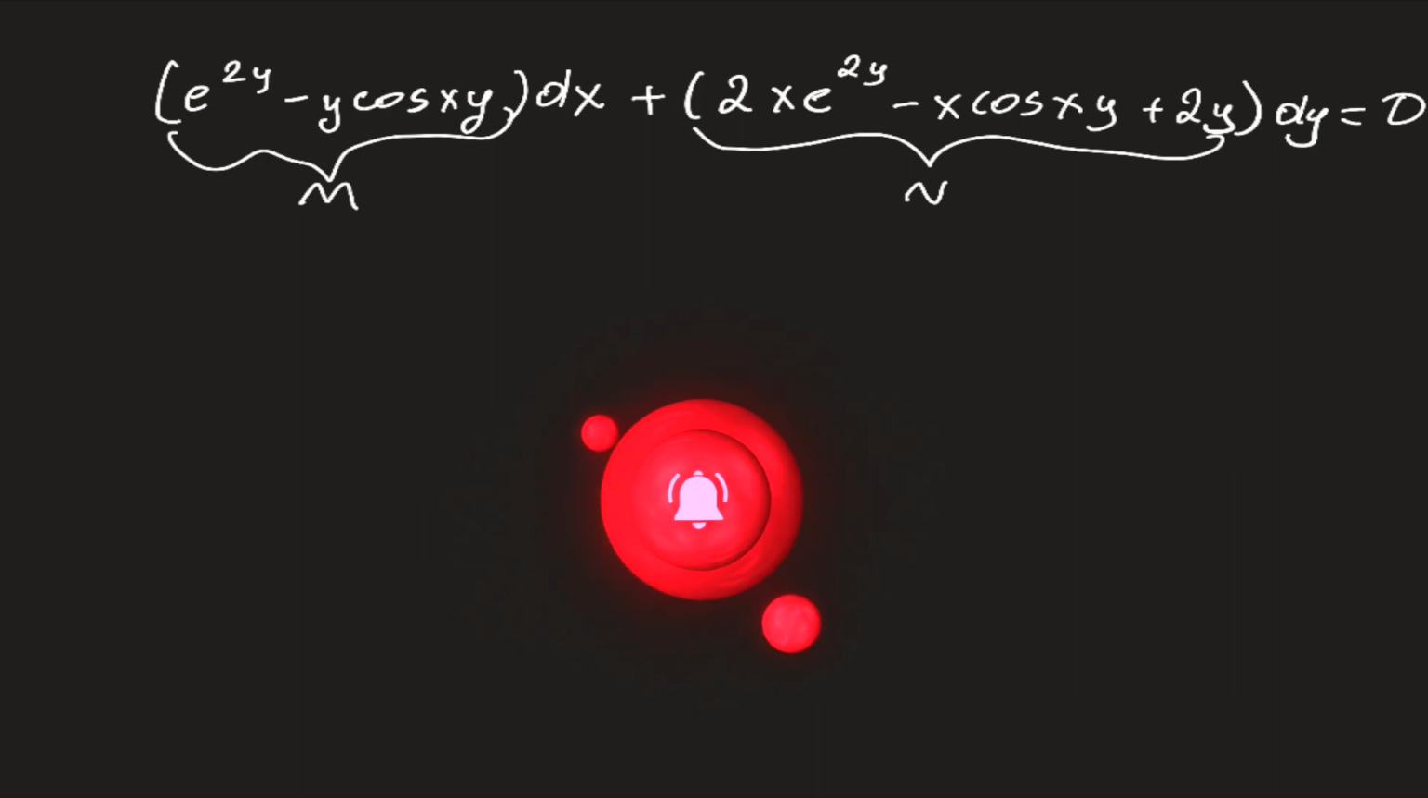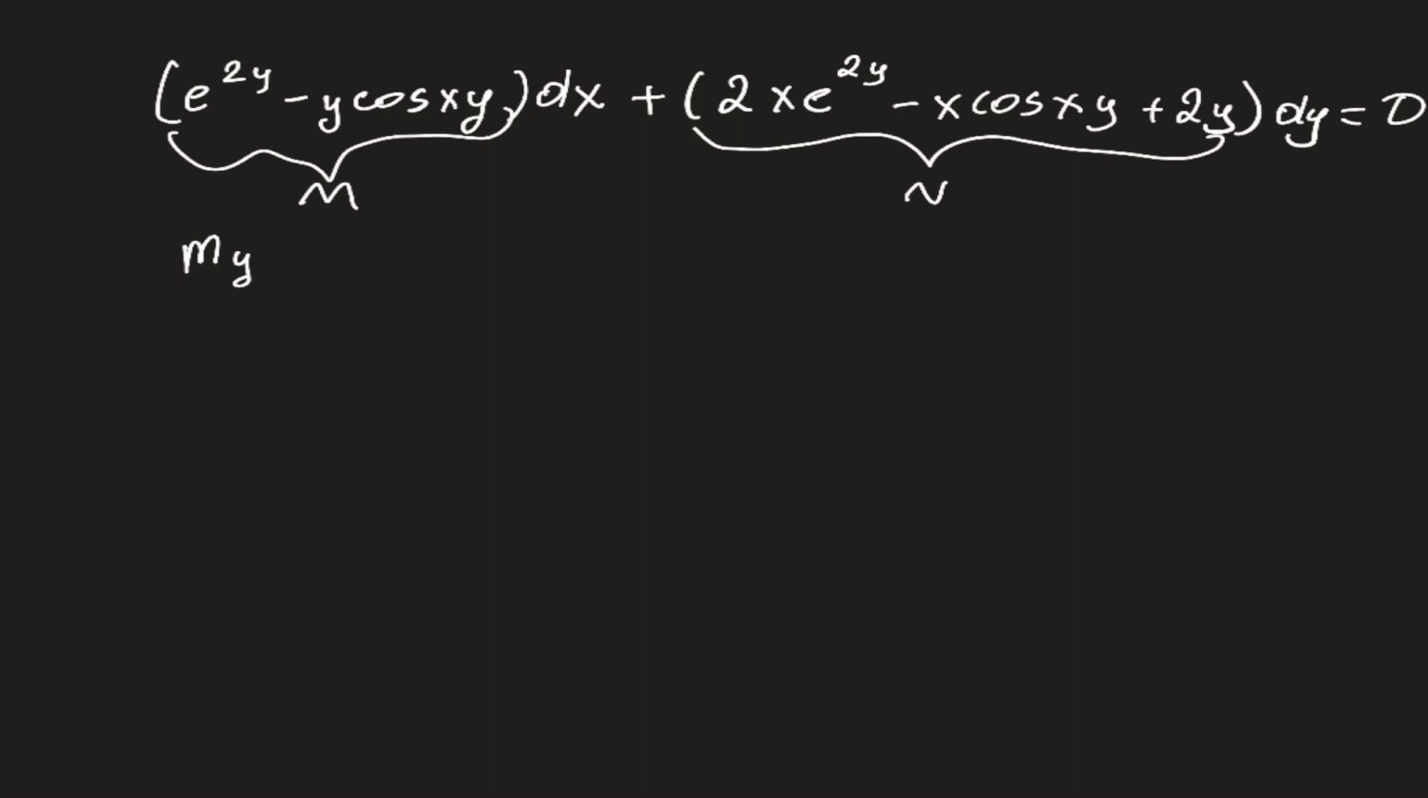Hopefully you had enough time at this point to pause the video. And the first thing we want to do is make sure that the partial derivative of m with respect to y is equal to the partial derivative of n with respect to x.